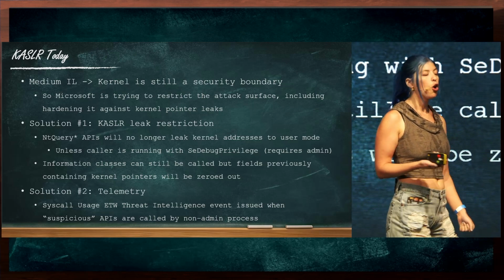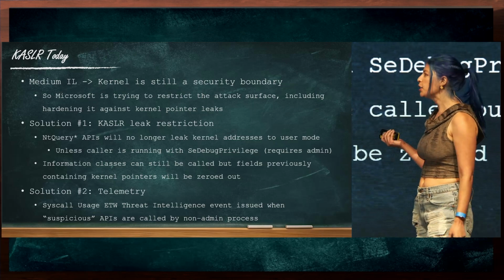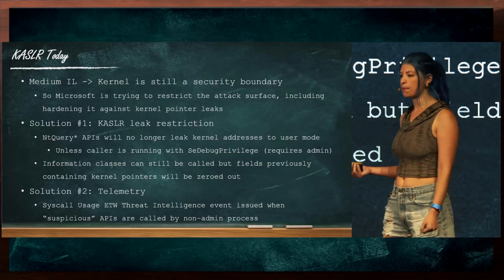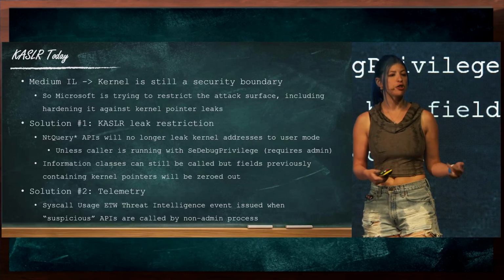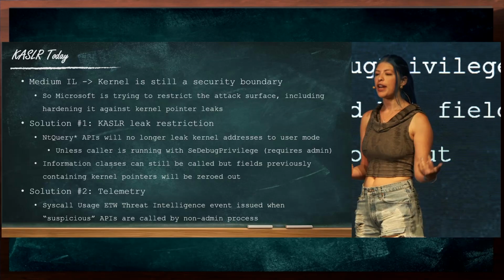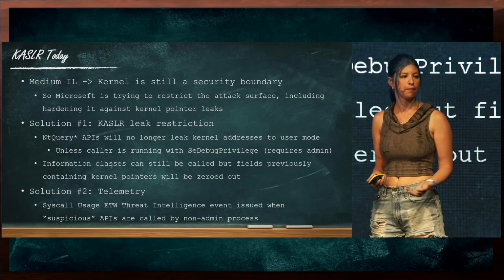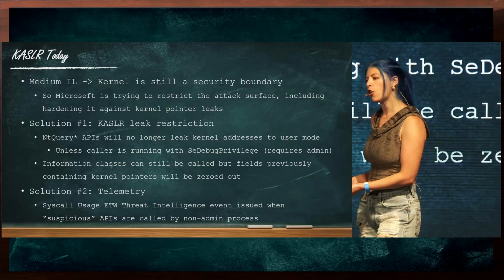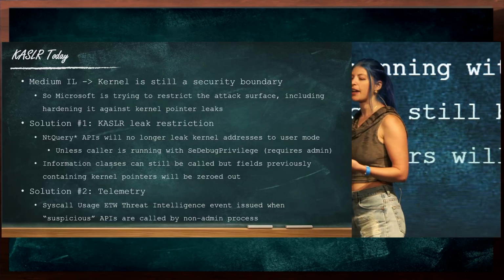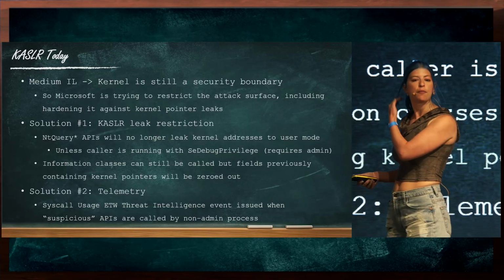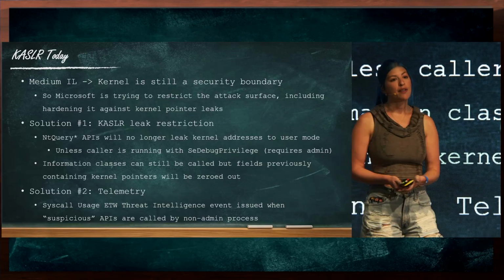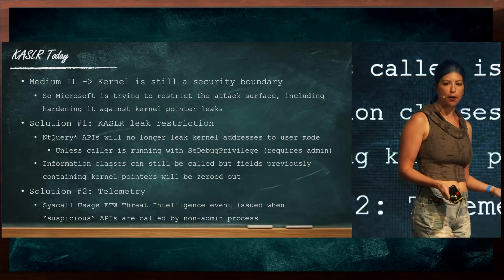And now, to call any of those APIs, you need to run as an admin process with a special privilege called SeDebugPrivilege. That privilege is not enabled by default, but if you're an admin or system process, you can enable it. If you're not a process running with debug privilege, you can still call those APIs, but you will not get back kernel pointers. You'll get back other pieces of information, but any field that used to have kernel pointers will now be zeroed out.